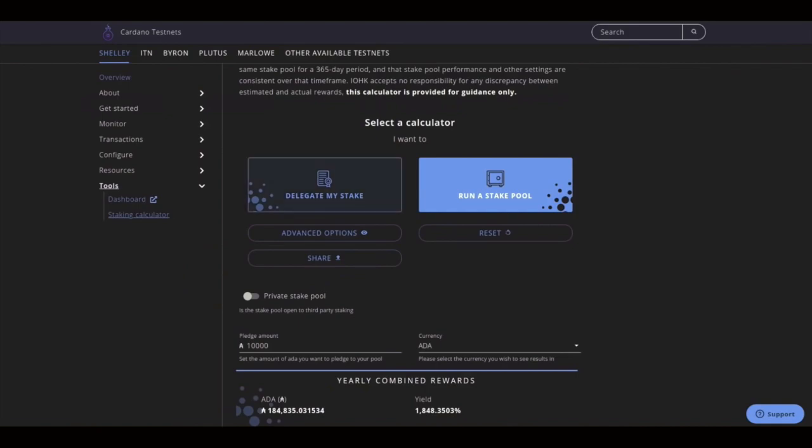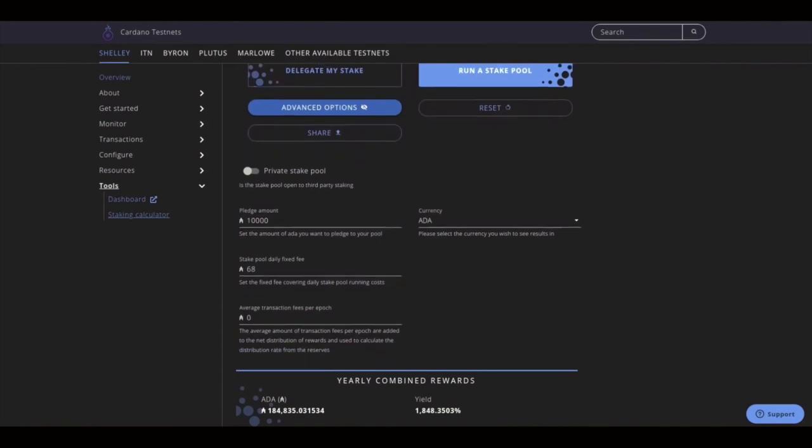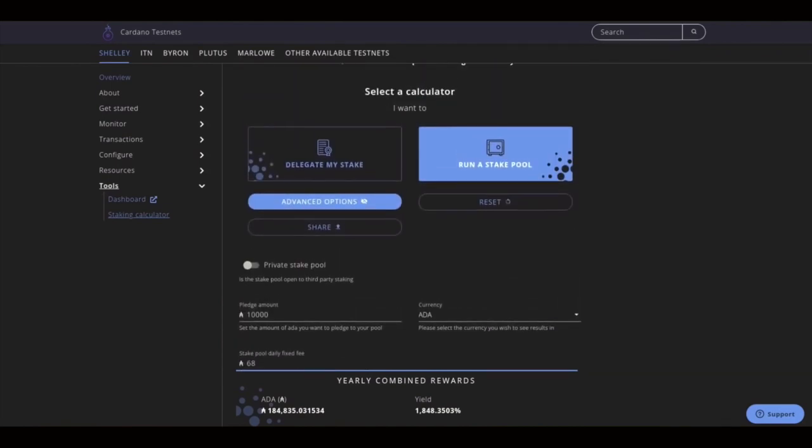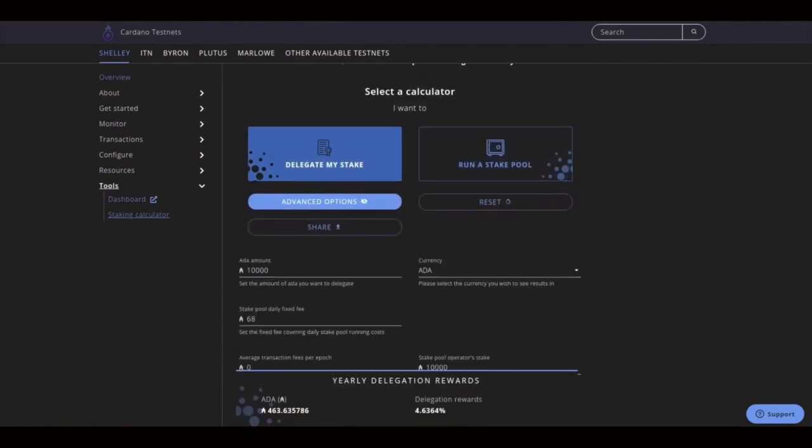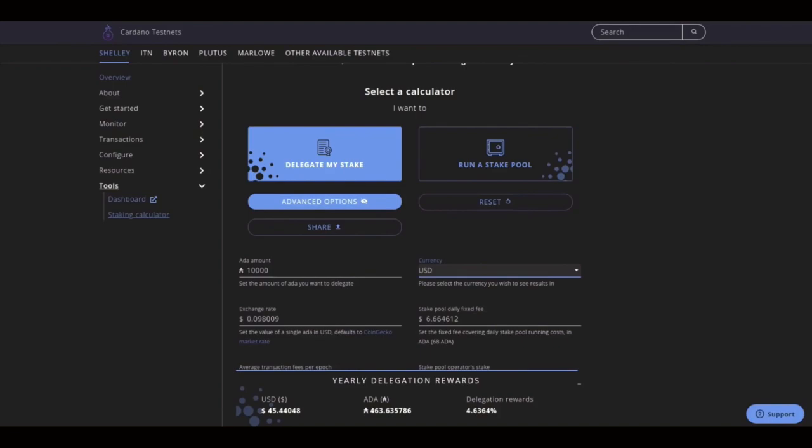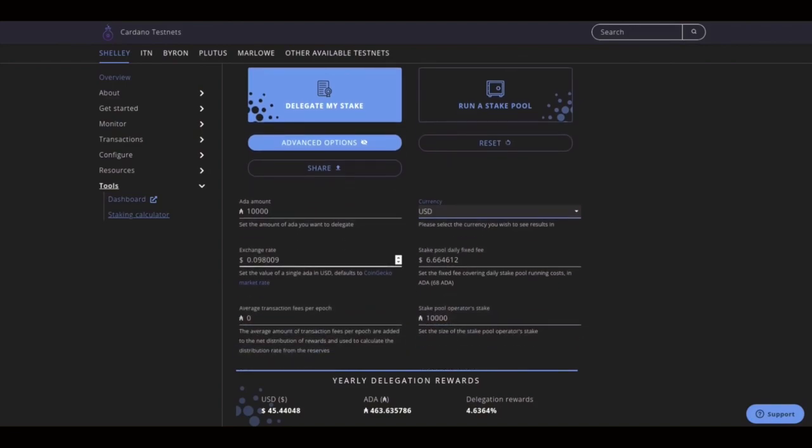Now let's look at the advanced options. If I click here, then I have many more options. Let's start again with delegation mode, again 10,000 for variety. Let's say this time we want to see the results in US dollar. Then there's an option to enter the exchange rate and the daily operational costs. Let's make that a bit more realistic and put it to, let's say, $20.